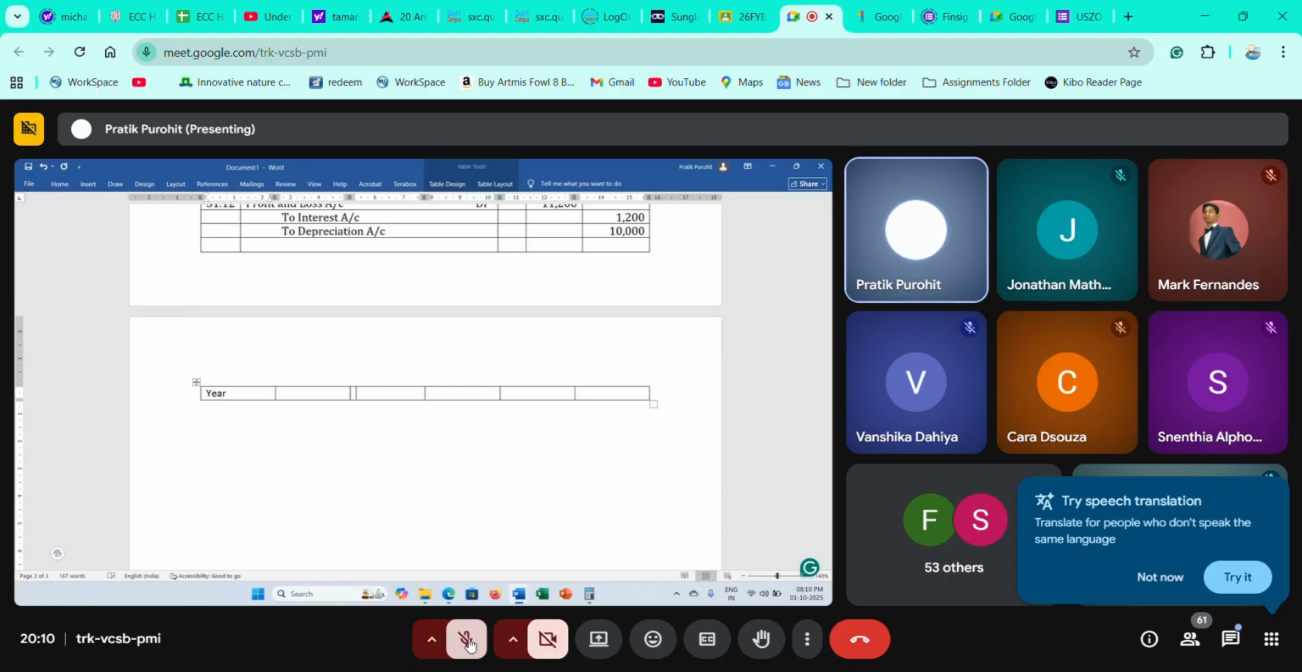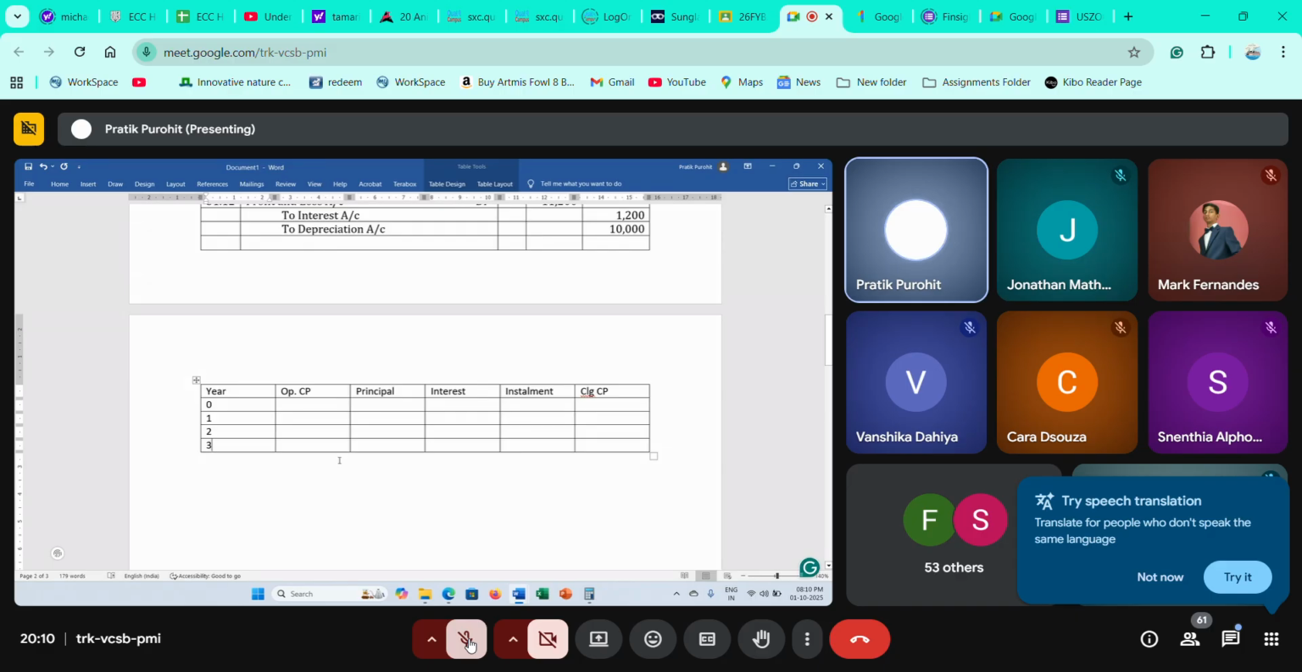Okay. So let's talk about this. Your opening cash price, principal, interest, installment, closing cash price. Okay. This is what we generally prepare. Start with year 0, year 1, year 2, and year 3.